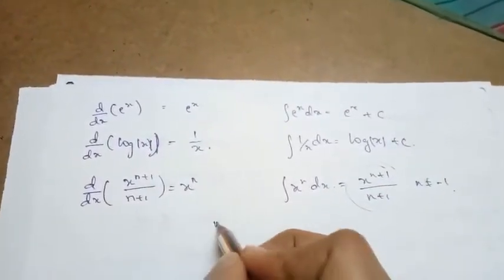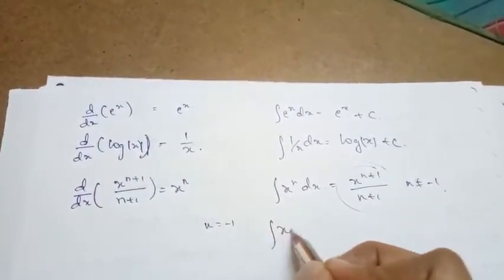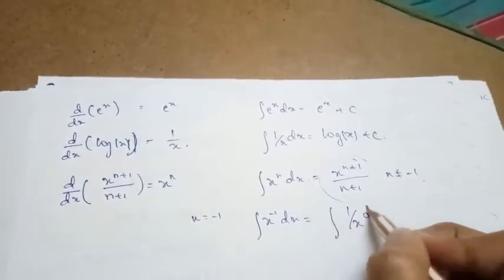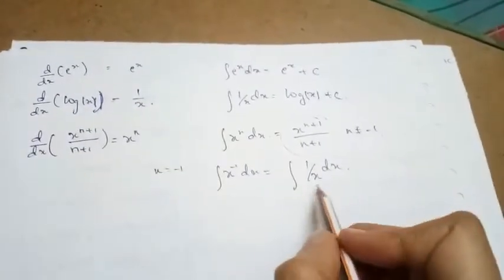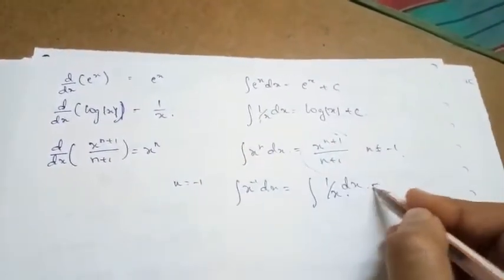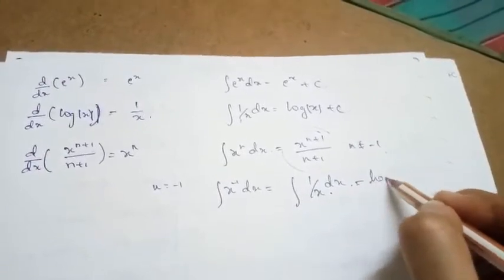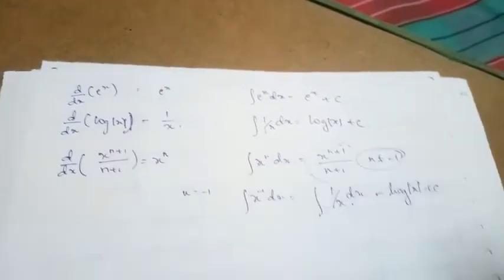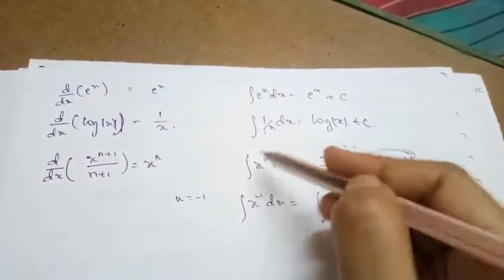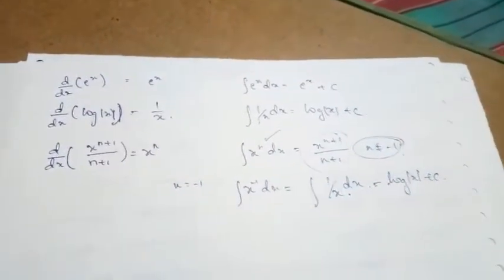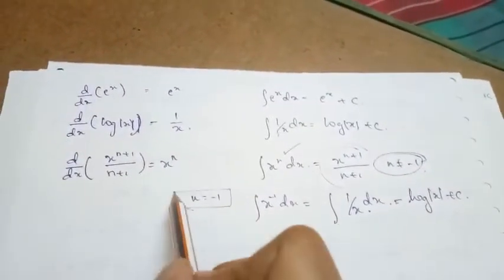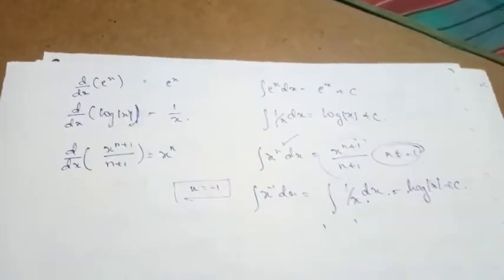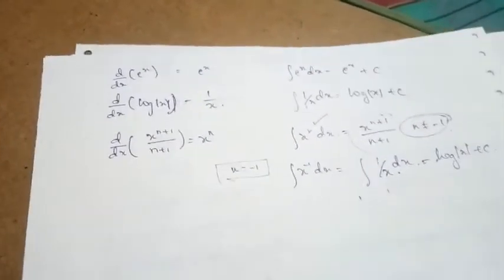Suppose n is equal to minus 1, what happens? We have x to the power minus 1 dx. So x to the power minus 1 dx means 1 by x dx. And we have already come across the integration of 1 by x dx, which is log of mod x plus c. So except at this point, for the rest of all the integral values we use this formula itself. For n is equal to minus 1, we get the integral of 1 by x is equal to log of mod x plus c.